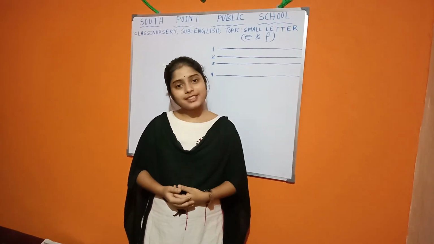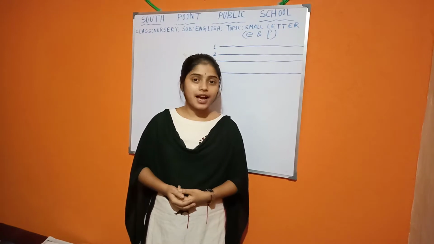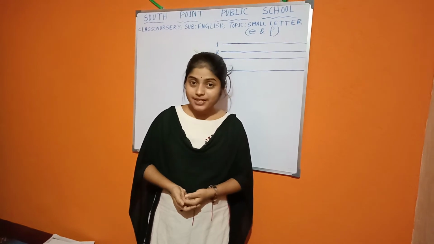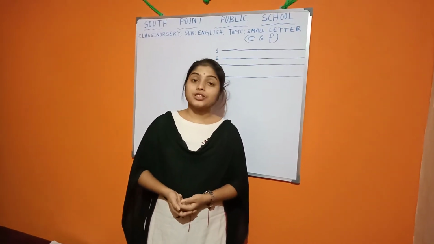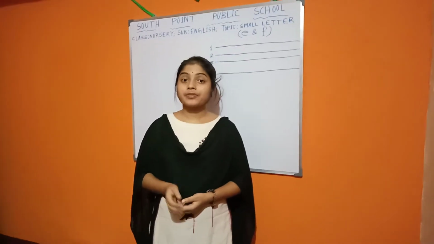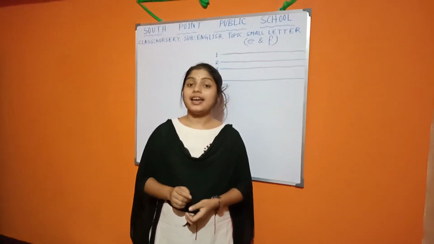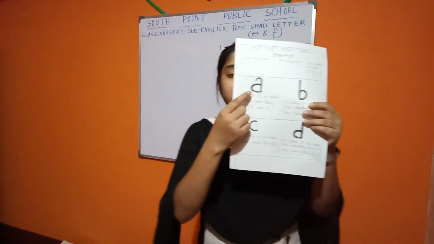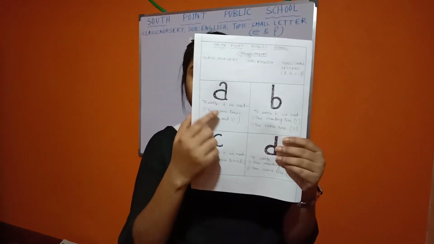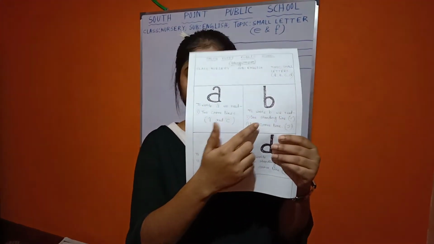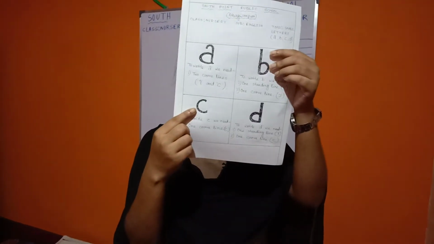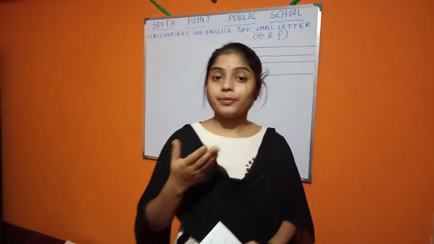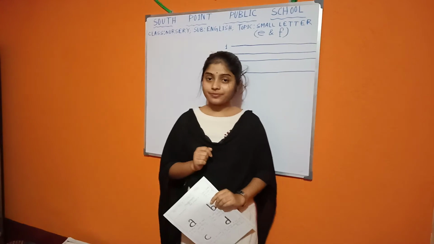Kids, it's your English class and now it's the time to learn about the alphabets. In our previous class, we discussed the small letters A, B, C and D. It's A, small a. It's B. It's C and this is D. In our previous class, we discussed this.